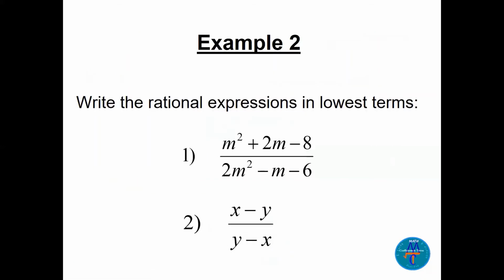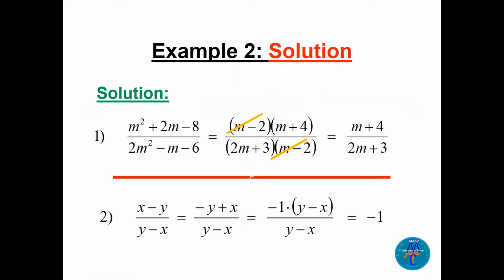Example, two parts. You can pause the video a little, please, and then try them. m squared plus 2m minus 8 divided by 2m squared minus m minus 6. This is another simple, easy, important example. Let's make this in lowest terms. Sometimes we say lowest terms, simplest terms. This one we can factor, and this one we can factor. You cannot do these lectures 13, 14, 15 unless you are expert in factoring. Okay, let's see both together.